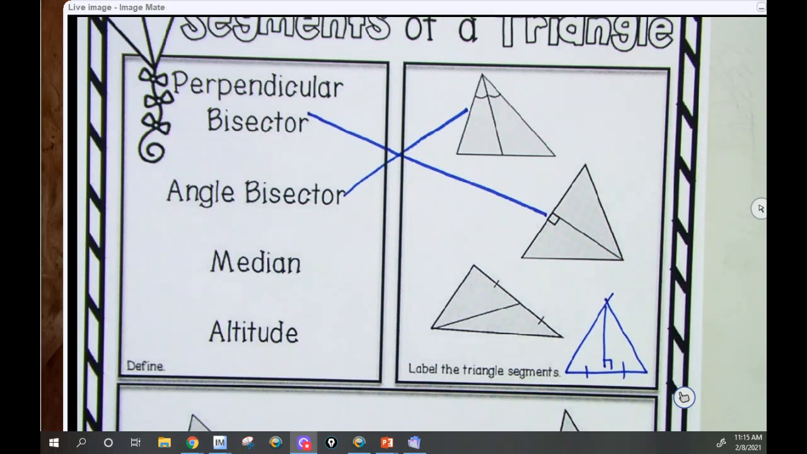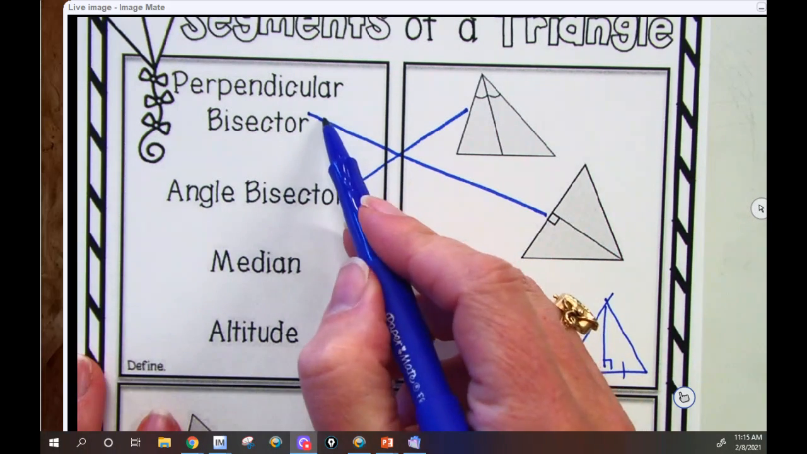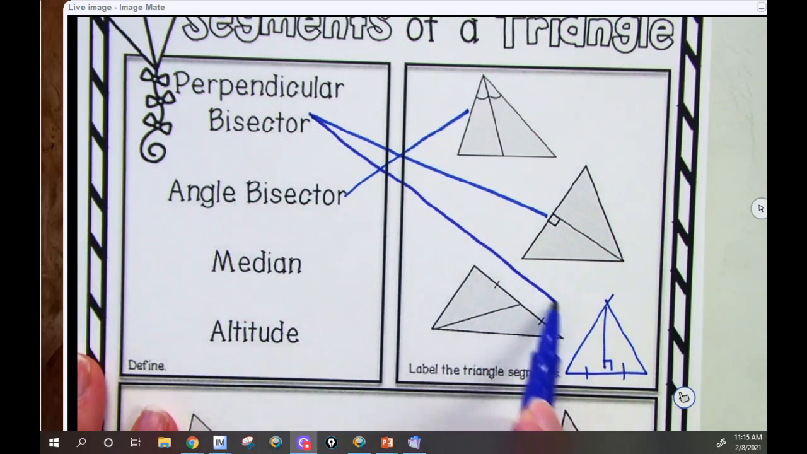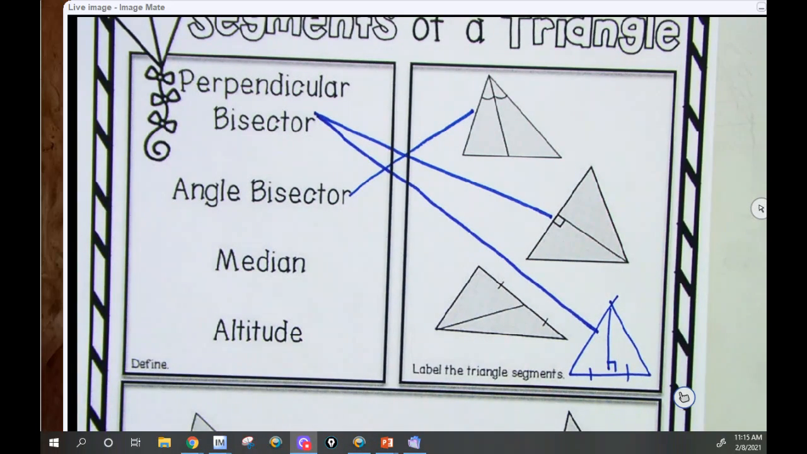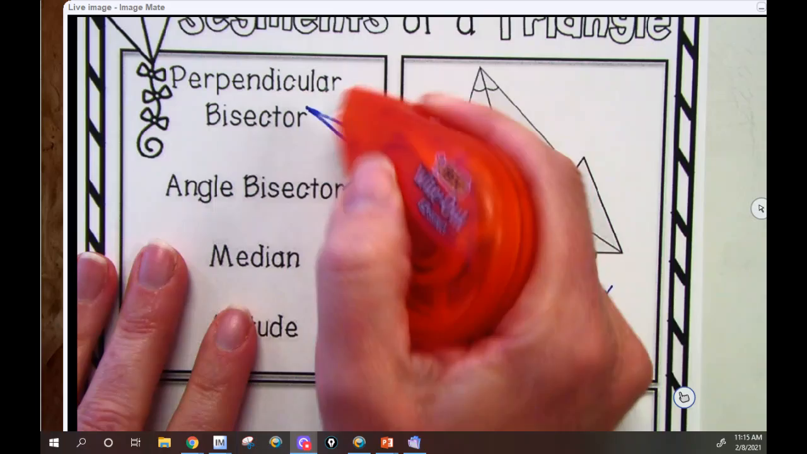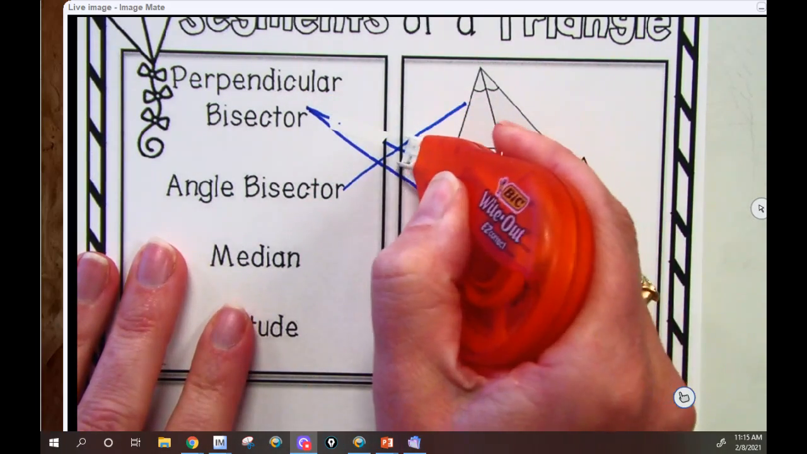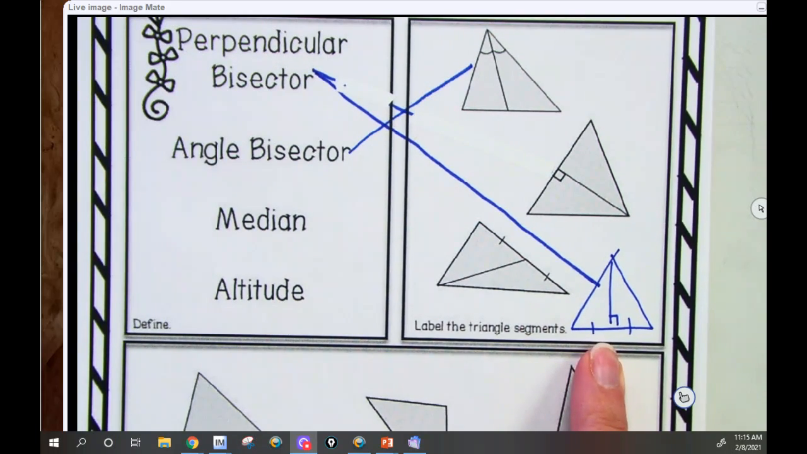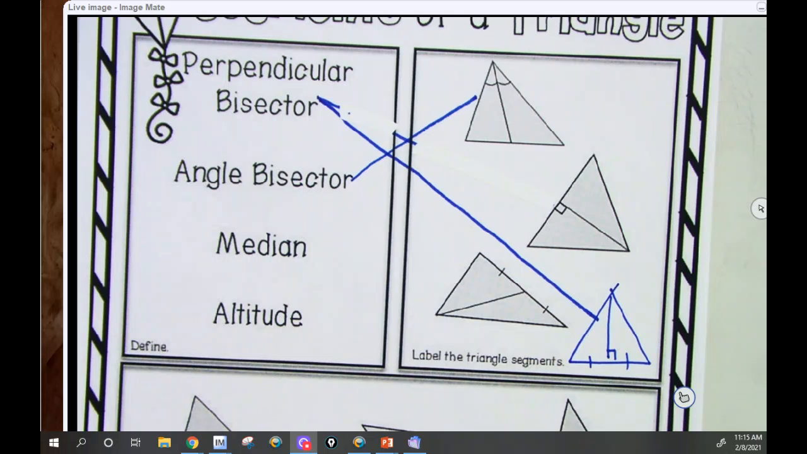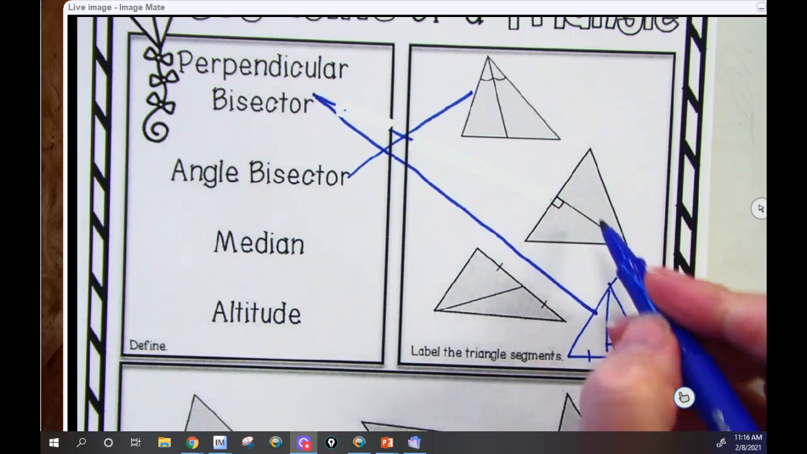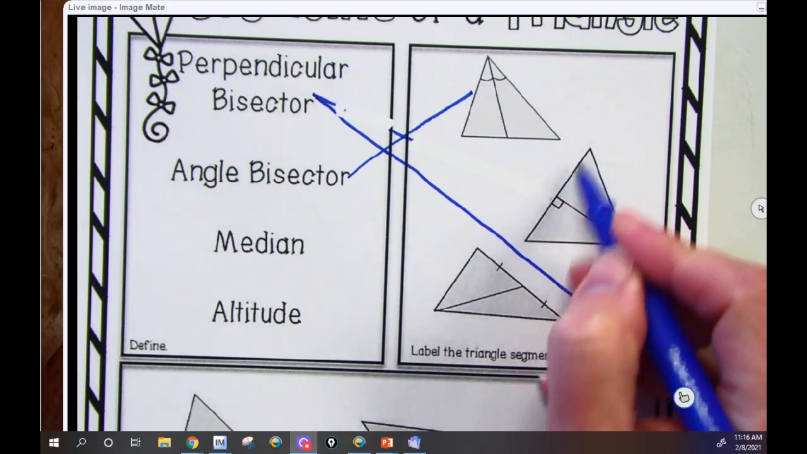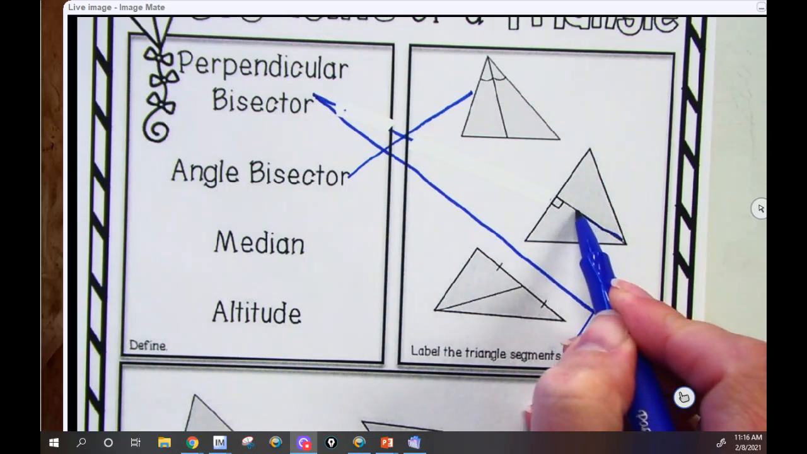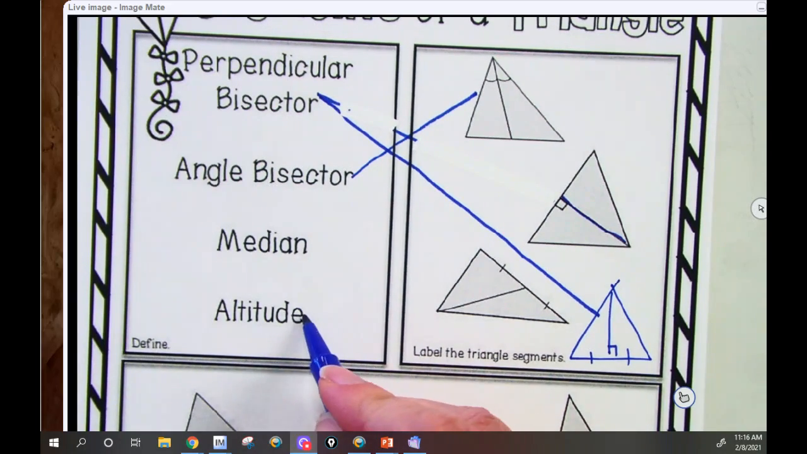So let's see. I'm going to have to erase this. And the perpendicular bisector is the one that splits sides in half. Not only does it have a right angle, but it also splits the side in half. That's the bisector right there, right? Now an altitude, I don't love that one for altitude. This one doesn't tell me it splits it in half, but it hits that opposite side at a right angle, and that's what makes it an altitude.